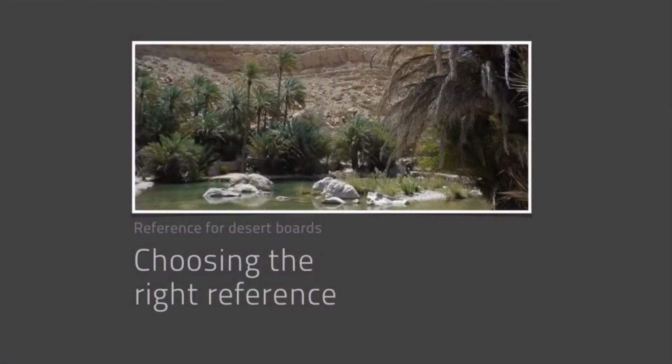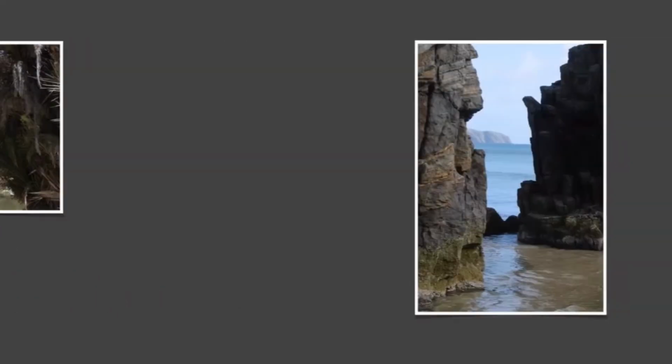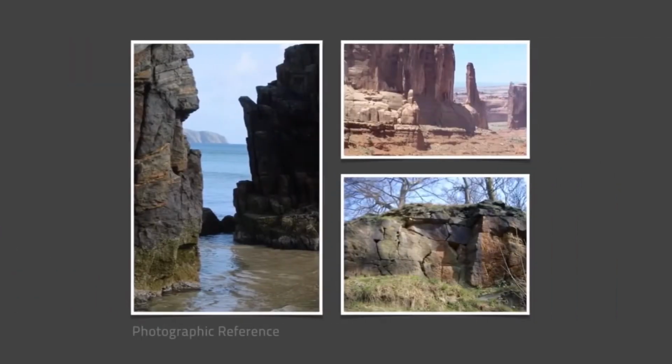Okay, the most important thing to obviously decide first is what the terrain's going to look like. So reference plays an important part in deciding what the actual board will look like. So we've got several types we can look at. We can look at photographic reference, which is always good if the terrain exists. But often the terrain doesn't exist, so we have to look at other media.